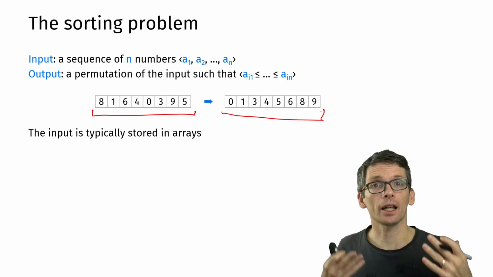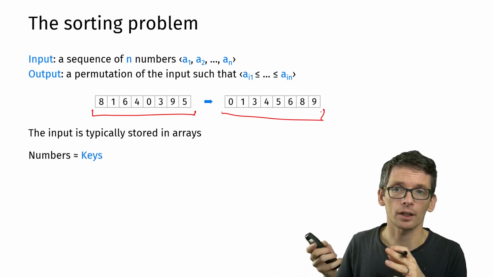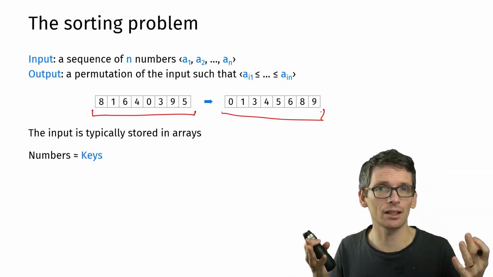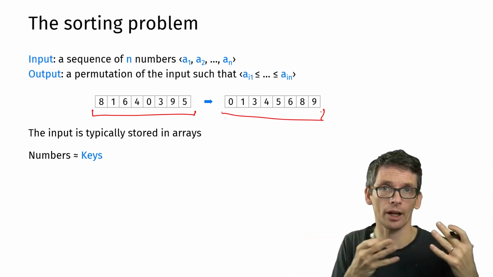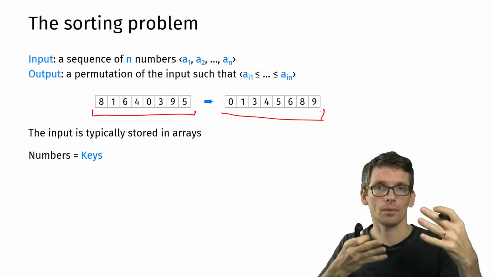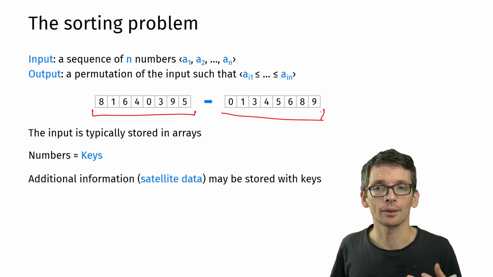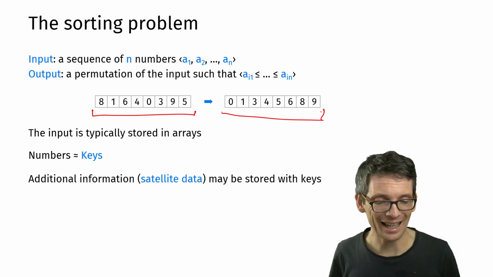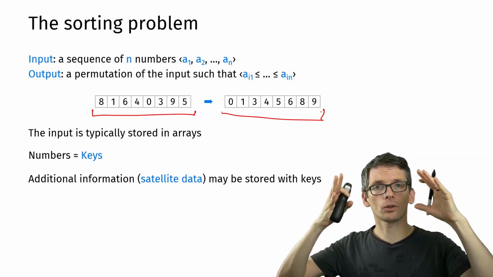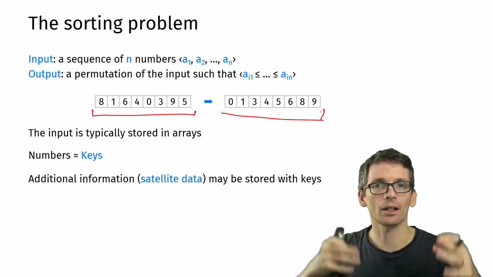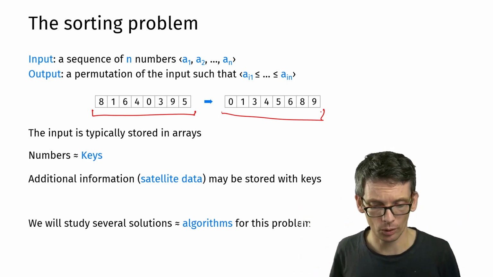Also, if you think of applications of the sorting problem, typically with the number there's some additional data and the numbers are just keys. So you could imagine you want to sort files by their size, and what you're actually sorting is your files, and the file size is just the key by which you are sorting. So you might have additional data, satellite data, stored with your keys, but we reduce this to the basic problem of sorting numbers. So from now on, we just have numbers and we want to sort those.